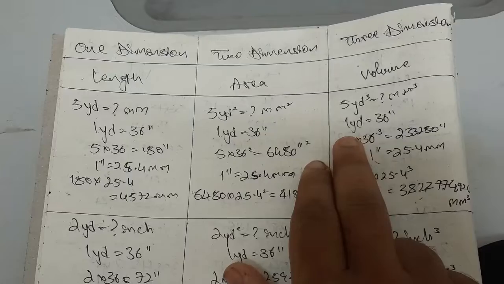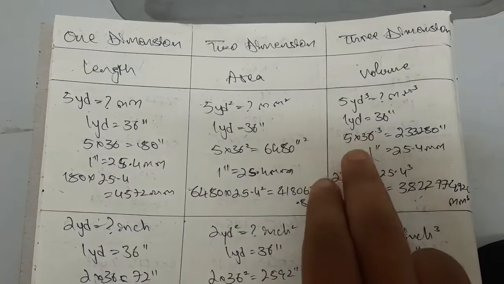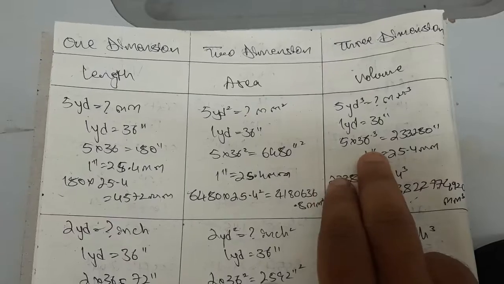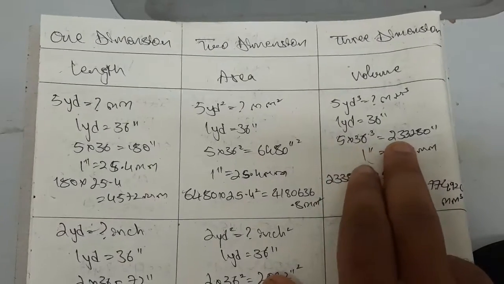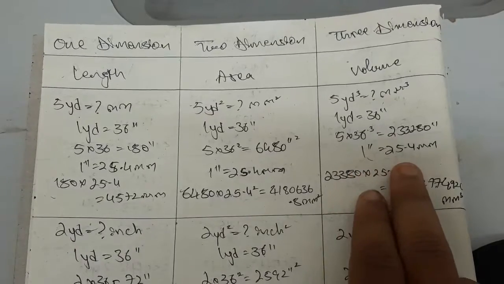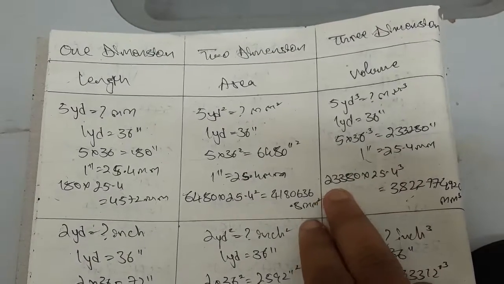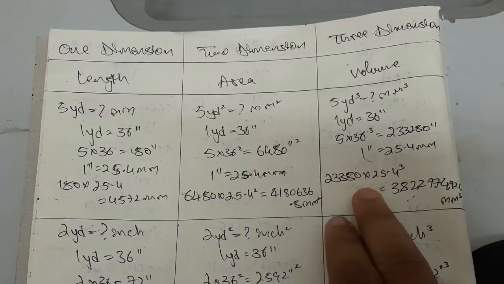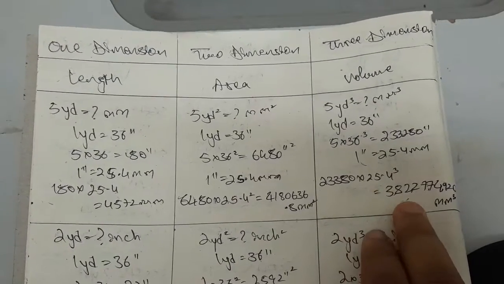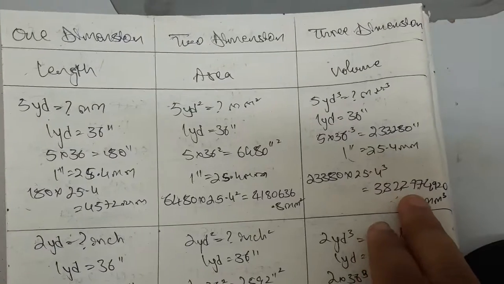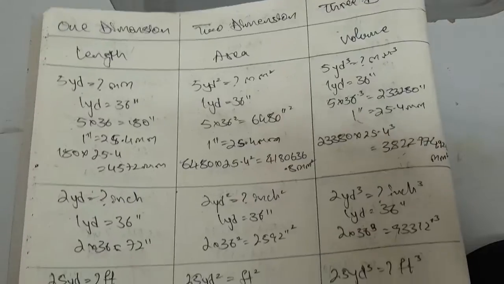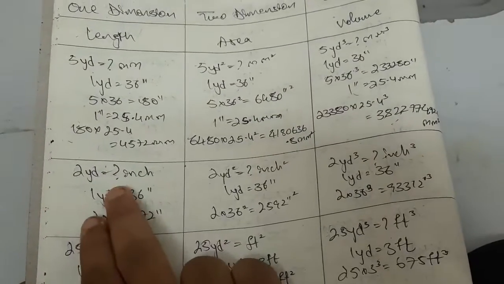Now 5 yard cube is equal to how many mm cube? Since 1 yard is equal to 36 inches, we have 5 into 36 cube, which gives us 233280 inches cube. Now since 1 inch is equal to 25.4 mm, 233280 into 25.4 cube gives us the result in mm cube.